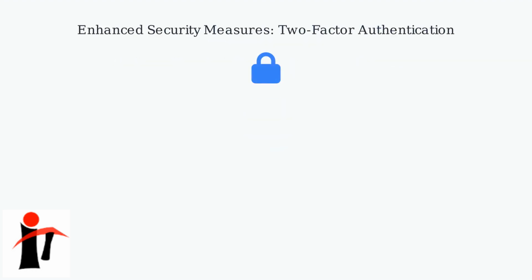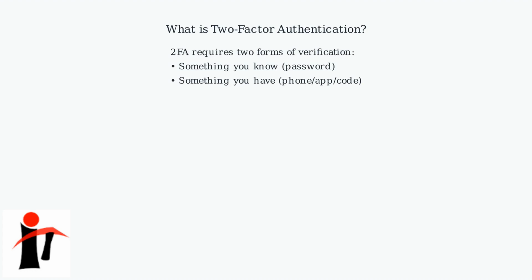Google Ads has implemented enhanced security measures, requiring mandatory two-factor authentication for all admin roles as of late 2025. Two-factor authentication, or 2FA, is a security process that requires two different forms of verification before granting access. Typically, this includes something you know, like your password, and something you have, such as a code sent to your phone or generated by an authenticator app.